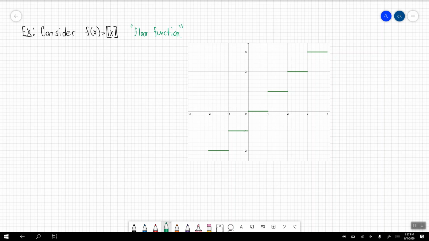Now, for those of you wondering, yes, there is a ceiling function. There is a ceiling function and there is a floor function, but we're working with the floor function at this point in time.